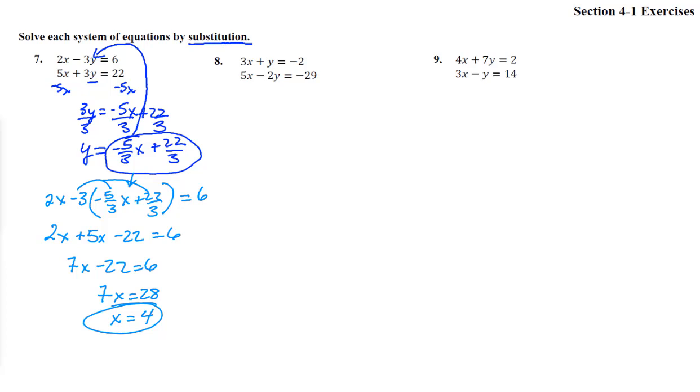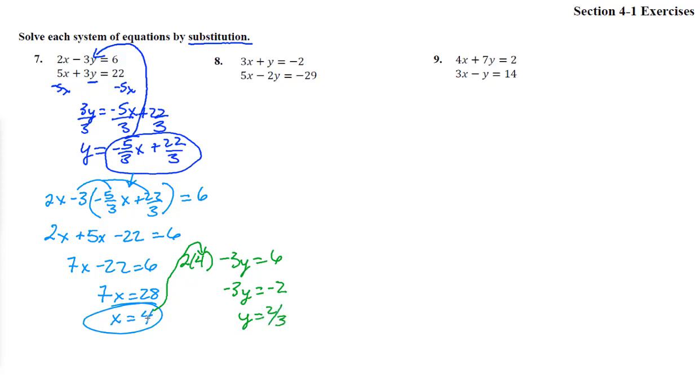Now we got to stick it back in, and either one of those, if we stick it in the top one, we now have 2 times 4. So that guy goes right in there for the x, minus 3y equals 6. So that's 8, subtract 8 from both sides, and we get negative 3y equals negative 2. Divide by negative 3, and we get y equals 2 thirds.